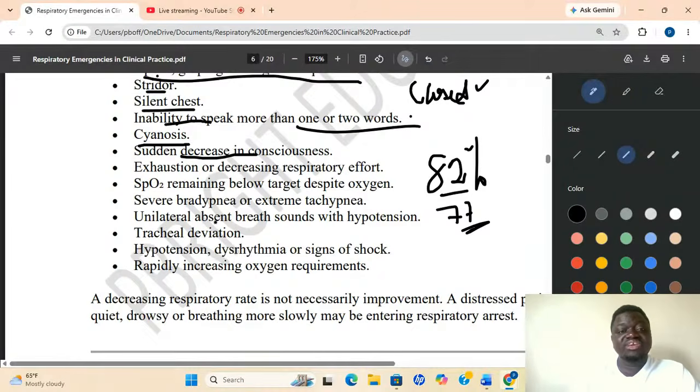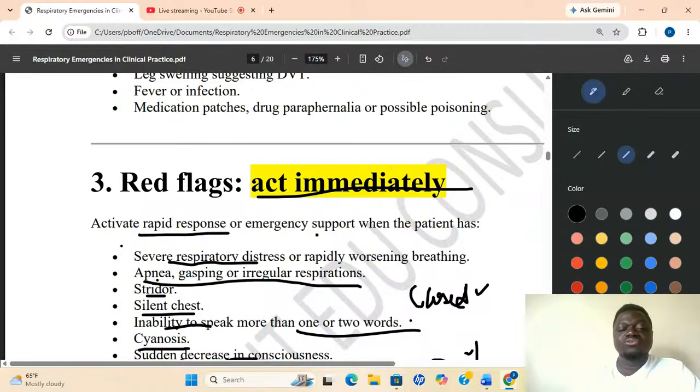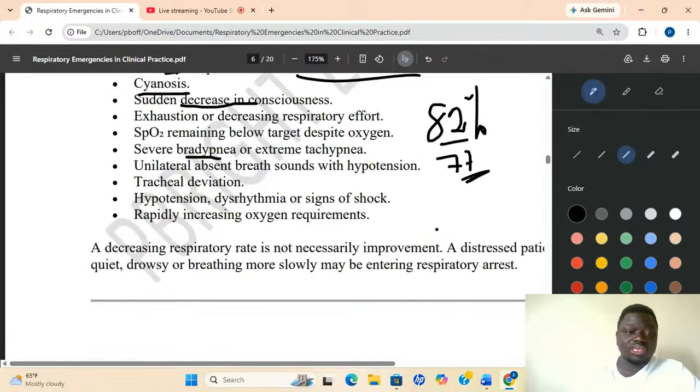Severe bradypnea or extreme tachypnea, unilateral breath sounds, air is not moving to both sides equally, with hypotension, that is tension pneumothorax or pneumothorax. Tracheal deviation, that is the tension aspect, hypotension, dysrhythmia, or signs of shock. All these ones you should what? Call the rapid response or the emergency team.